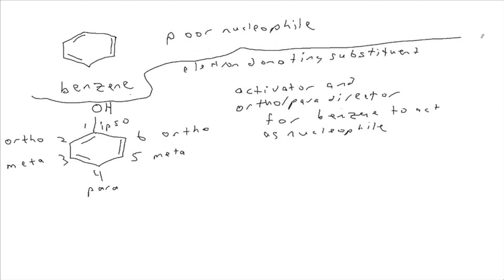If it had a pi bond, an oxygen with a pi bond to a carbon, it seems like it would be more withdrawing than donating. Why? How so? Just from our resonance, it seems to take that pi bond and take the electron pair to itself.